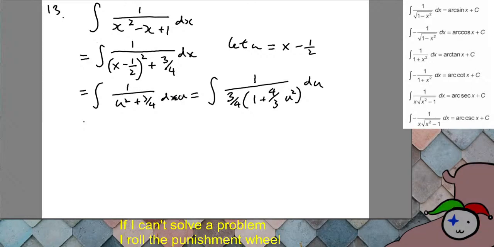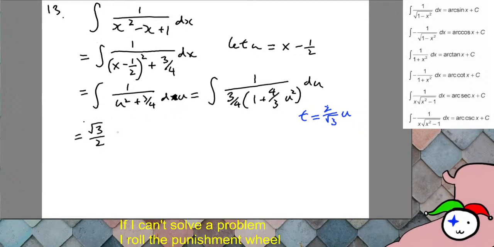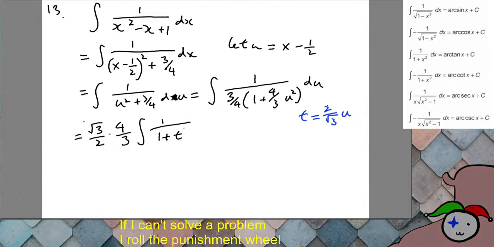Oh, this is u as well. Then if we let t equal 2 over root 3 of u, then you need to multiply du by root 3 over 2, times the factor at the bottom, so we have 4/3 integral of 1 over 1 plus t squared dt.